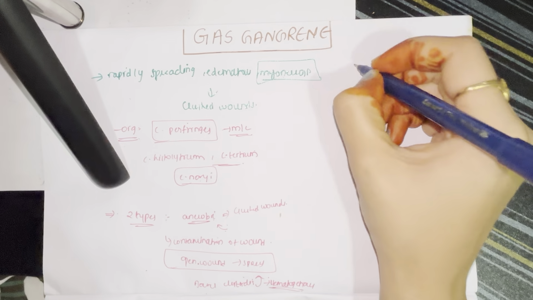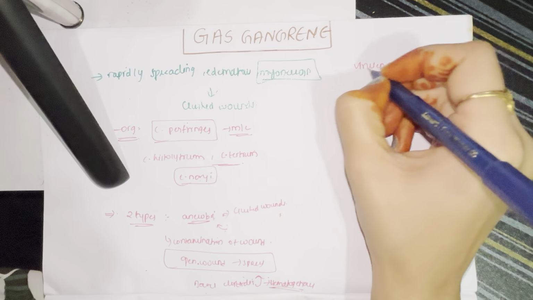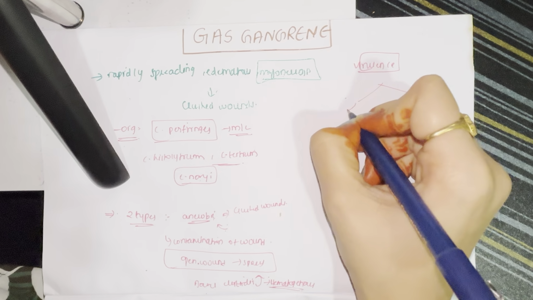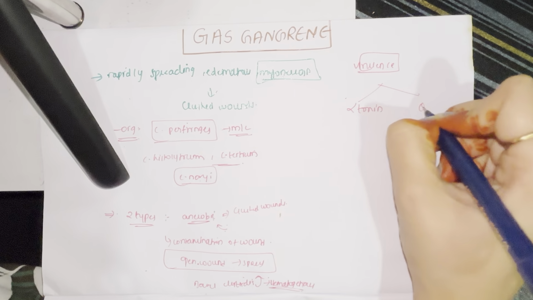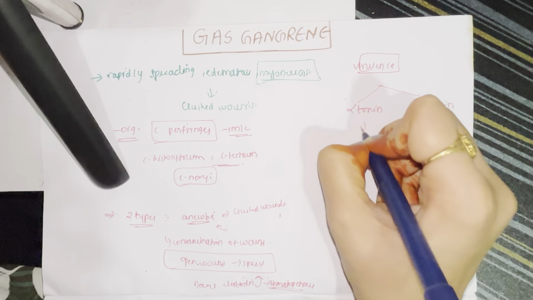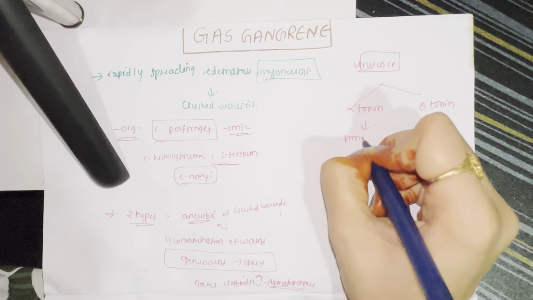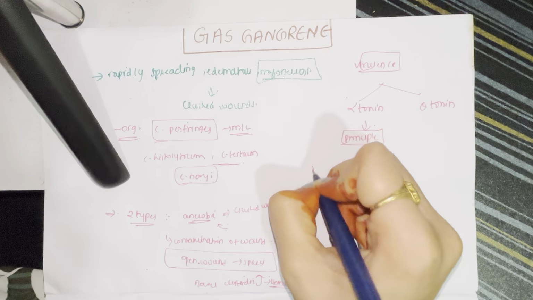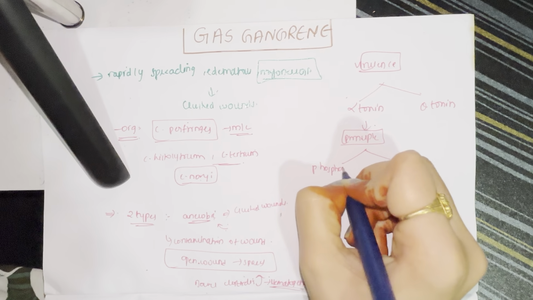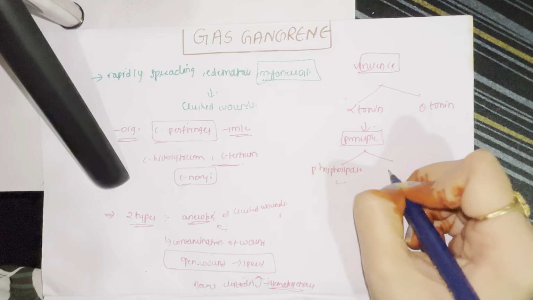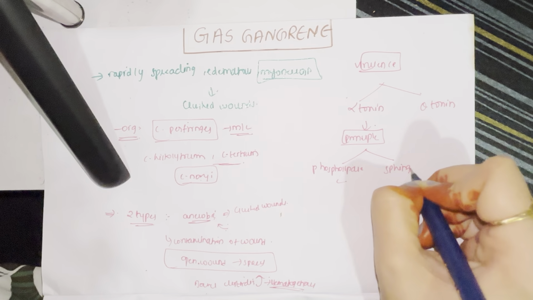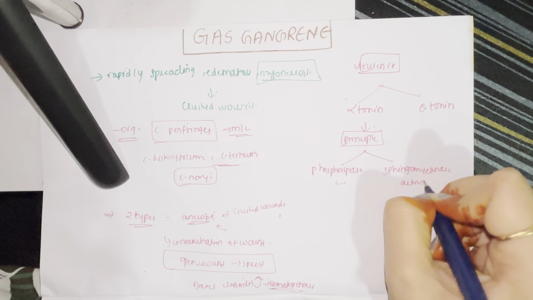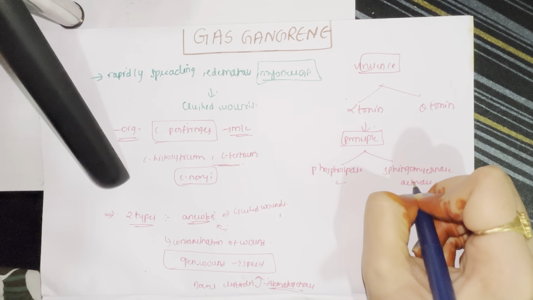Now we'll learn about the virulence factors. It will produce two types of virulence factors: one is alpha toxin, another one is theta toxin. Alpha toxin is the principal virulence factor. It has both phospholipase C and sphingomyelinase activity. These two factors are present in this alpha toxin.